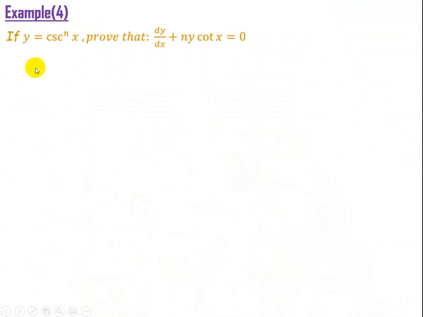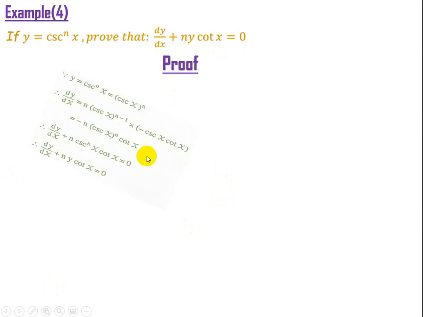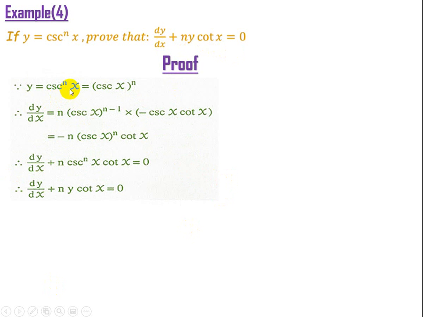Example number 4. y equals cosec to the power n of x. Prove that dy by dx plus n y cot x equals 0. Since y equals cosec to the power n of x, I can write it in the form cosec x all to the power n. To get the first derivative, bring down n, so n cosec x to the power n minus 1 times the derivative inside, which is negative cosec x cot x.